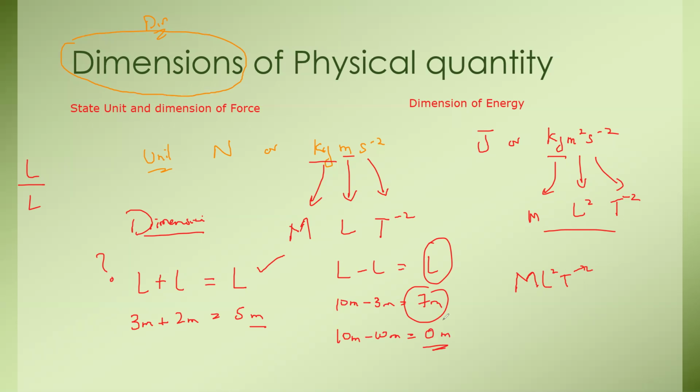So still I'm writing 0 m. I did not say 0. I'm writing 0 m. So the dimension is length, but the magnitude is 0. That's the meaning of 0 m. So 0 m does not mean the dimension is 0, the magnitude is 0, but the dimension is still a length.